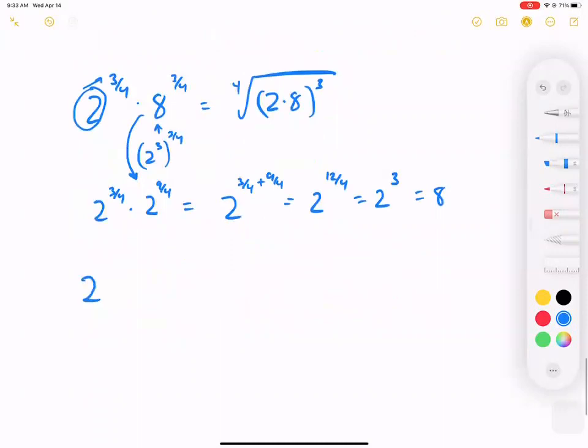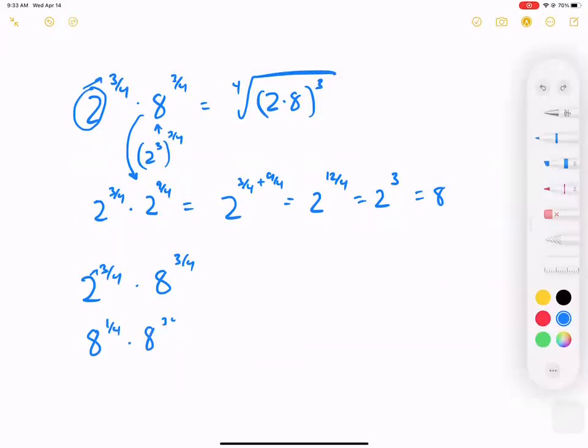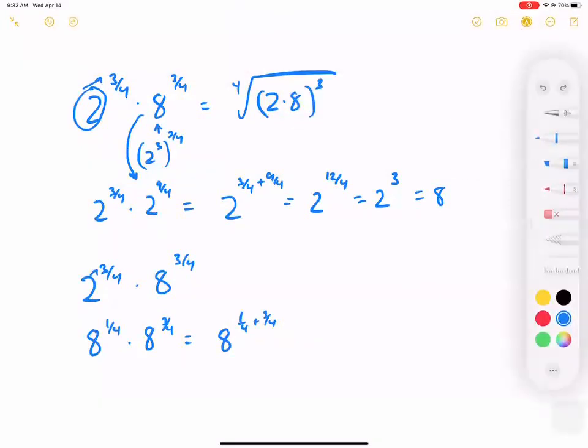So let's redo this problem: 2 to the 3 over 4, times 8 to the 3 over 4. Isn't 2 cubed 8? So this is 8 to the 1 over 4 times 8 to the 3 over 4. Now we have 8 to the 1 over 4 plus 3 over 4, which is 8 to the 4 over 4. Those cancel out, and the answer is 8. Same exact answer.